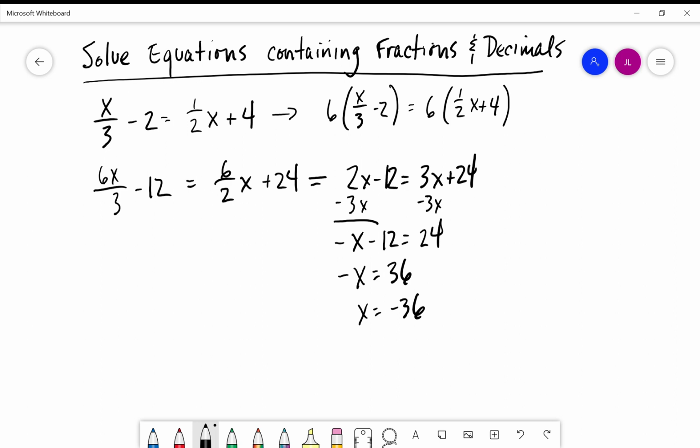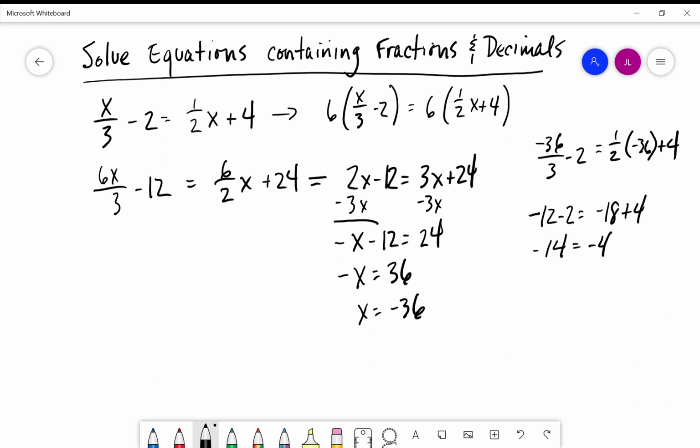So if we want to check this, we can plug this negative 36 back in for x. Negative 36 over 3 minus 2 equals 1/2 times negative 36 plus 4. And now simplifying here, negative 36 divided by 3 would be negative 12, minus 2, equals 1/2 times negative 36, which is negative 18, plus 4. Negative 12 minus 2 is negative 14. Negative 18 plus 4 is negative 14. So this checks. So when we're doing fractions, we just multiply by the least common denominator, and then we should be okay there. That'll clear our fractions, and then we can solve.